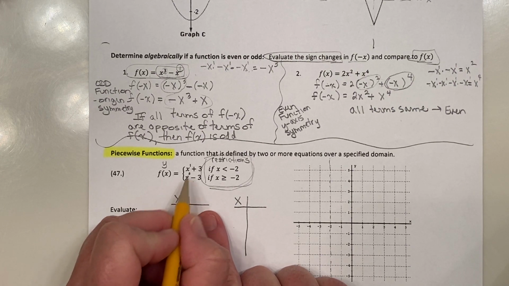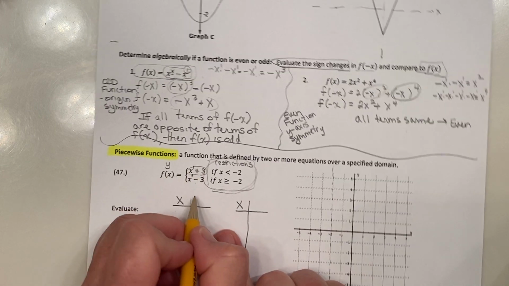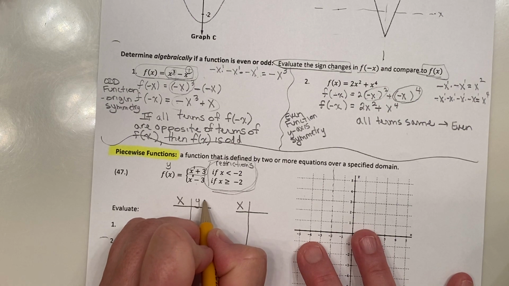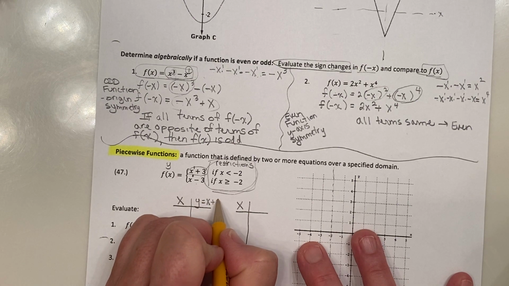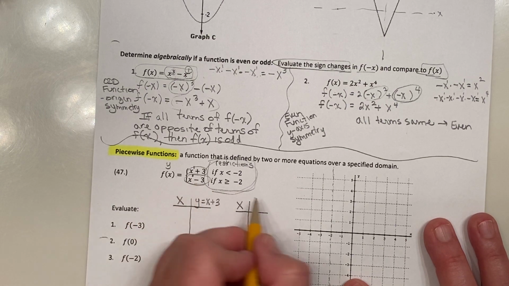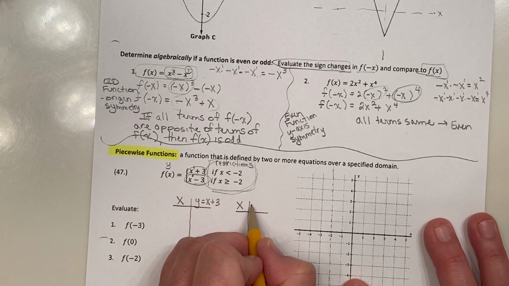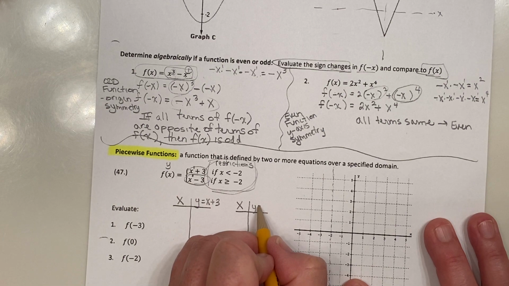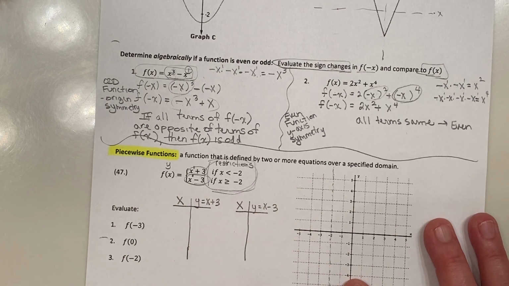So I'm going to put my x here. Now my y is going to be this top piece. You can either put y, but to be more descriptive, let's put x plus 3. We also need a t-chart for this equation. So my input is x and my output is y equals, but I want to be more descriptive and put x minus 3.